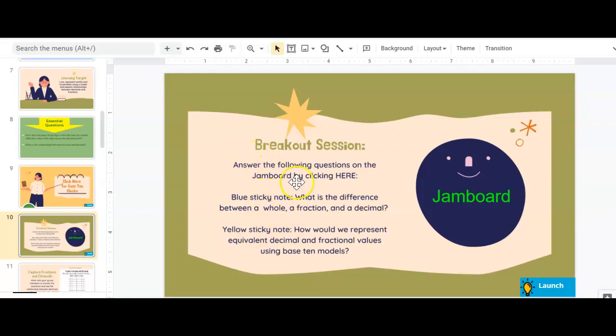Basically, there's a Jamboard that comes with today's lesson, and I'll show you in a second which one it is. Once we get to that Jamboard, you're going to be able to answer some questions on there using a blue sticky note. The blue sticky note is going to be, what is the difference between a whole, a fraction, and a decimal? And a yellow sticky note to answer the question, how would we represent equivalent decimal and fractional values using base 10 models?